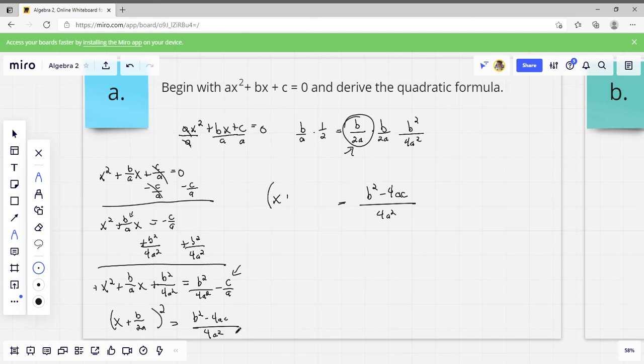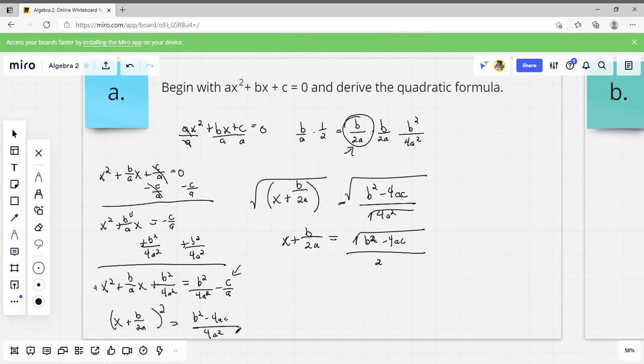Okay, so then we square root that, and we square root that, and we're going to get x plus b over 2a equals the square root of b squared minus 4ac over, the square root of that would be 2a. All right, and now I need to move this to the other side, so minus b over 2a, minus b over 2a.